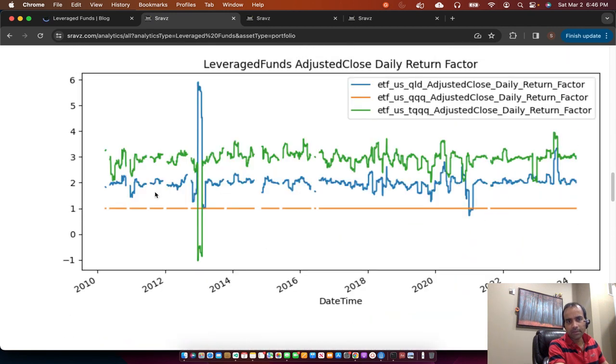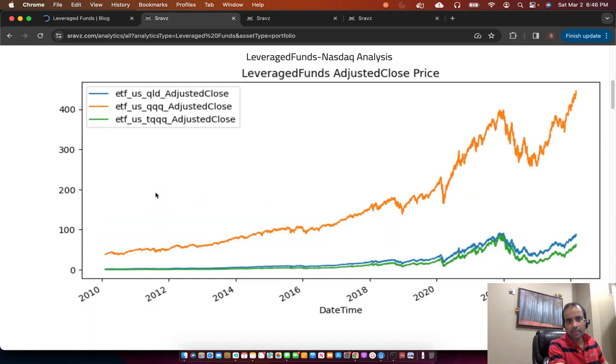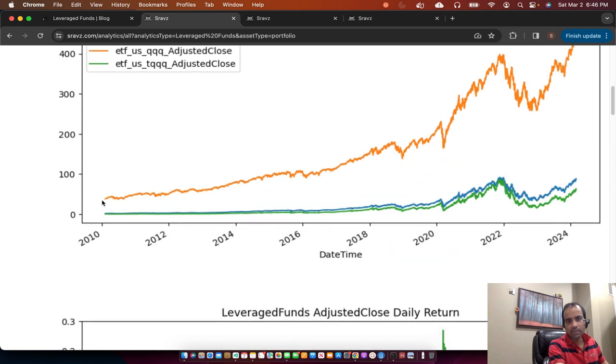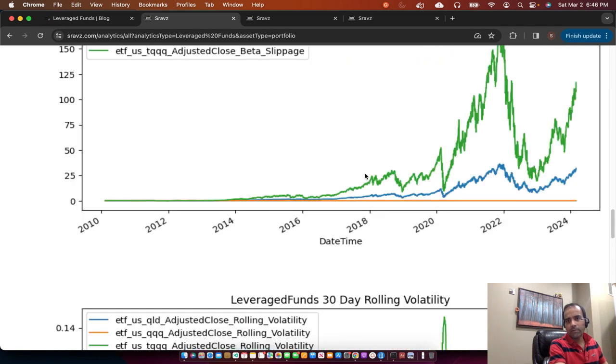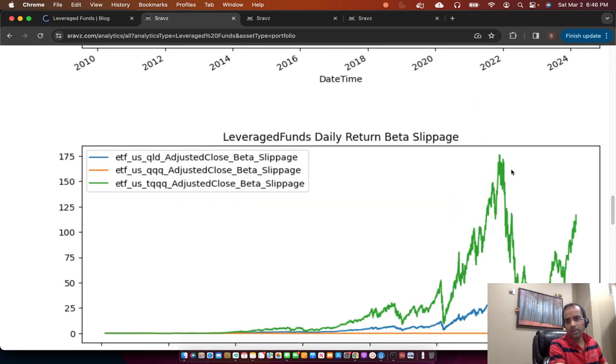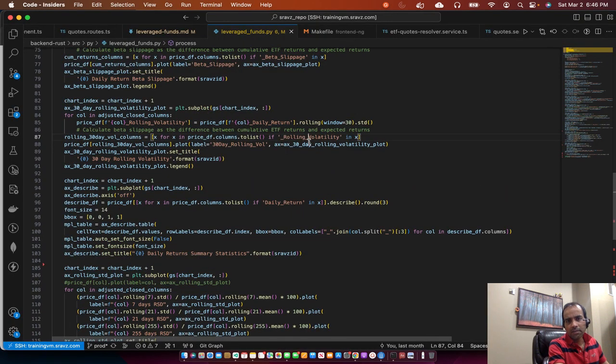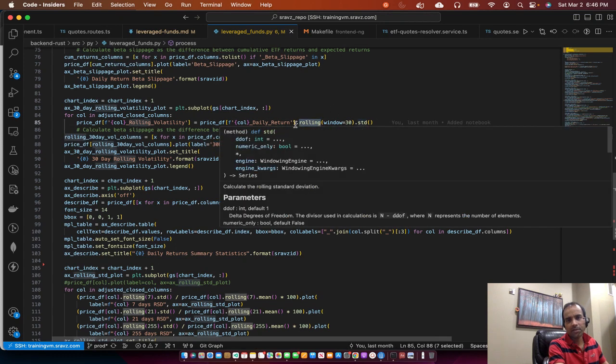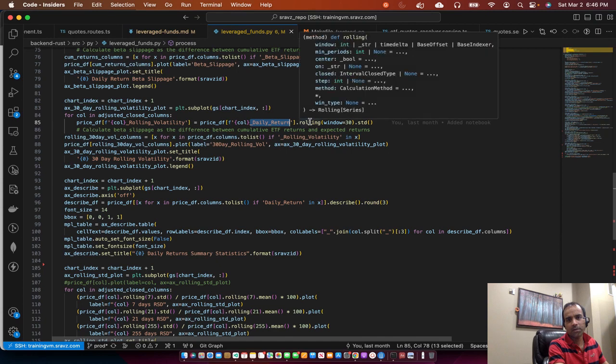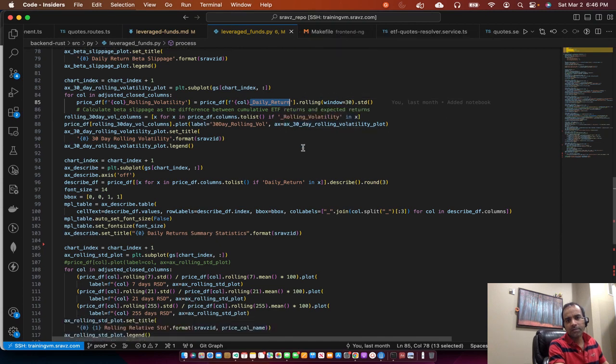Say for example here, we don't see the price effect. It's a small drop because QQQ was a very low priced asset at that time. The moment the volatility goes up, there's a high beta slippage. We calculated the rolling volatility using this formula, using pandas. The 30-day rolling volatility is a rolling window of 30 with standard deviation. That's how we took the daily returns volatility, the standard deviation.